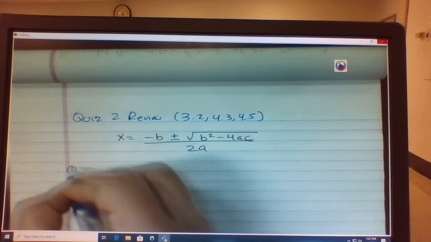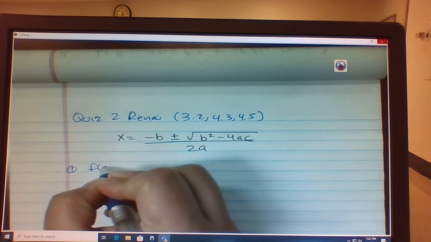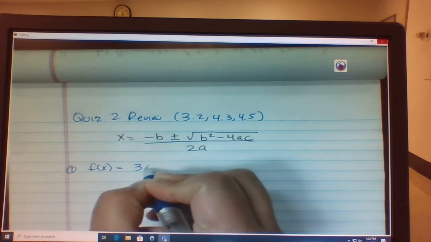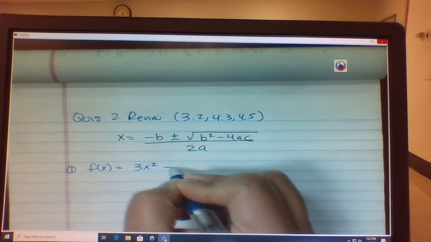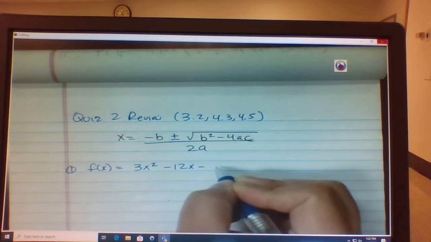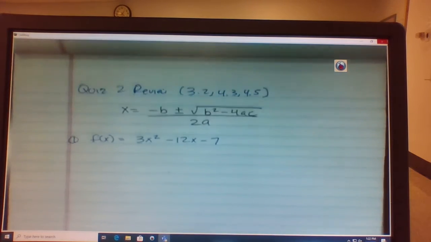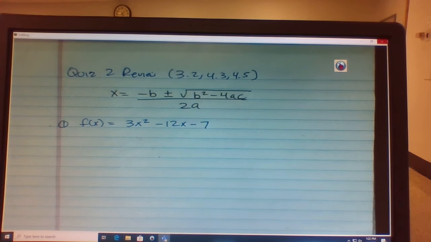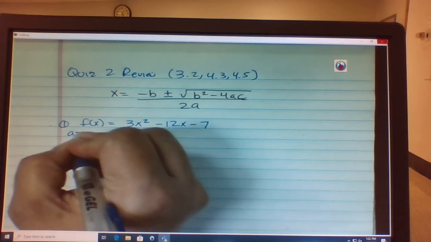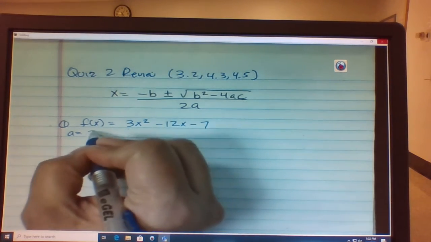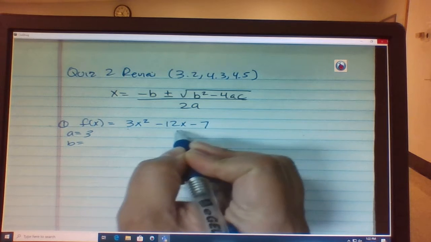The first one, they give you the problem f of x equals 3x squared minus 12x minus 7. So this is a good review for your quiz, and also to get you ready so you can refresh your memory to work on your review for the test. Who is my a? 3. Who's your b? Negative 12.